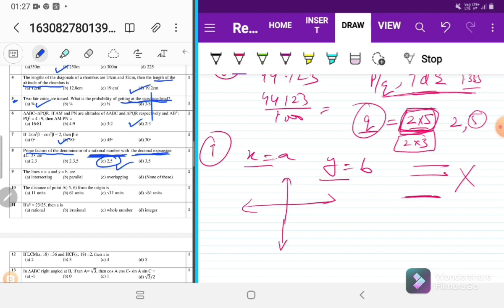So here I'll write the origin. x is A means what? Your y is 0. So x is A means there is a point on the x-axis, that is A. From the origin it is A. Let A be here.